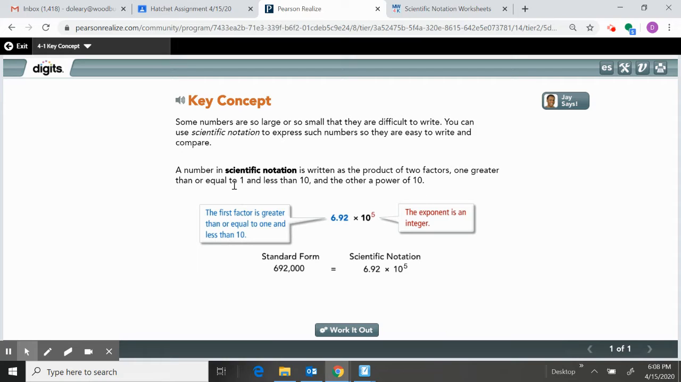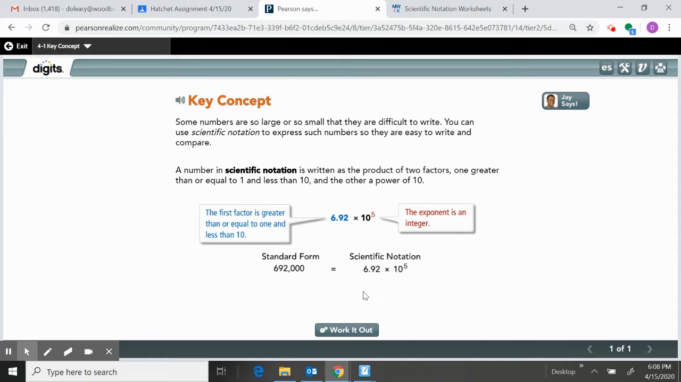The first factor has to be greater than or equal to 1 and less than 10. So here's your number. This is greater than 1 because it's 6.92, but it's also less than 10. So the number that you have has to be more than 1, but less than 10. And 6.92 fits there. And the other factor has to be a power of 10. So when you see scientific notation, you have some sort of number that's greater than 1, but less than 10, and it's times 10 to some power.